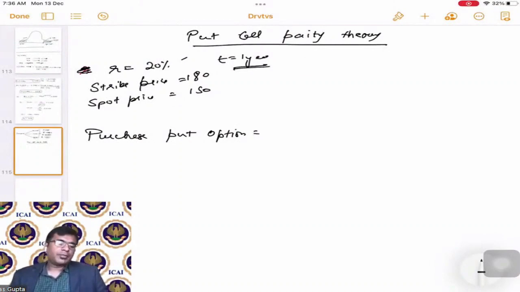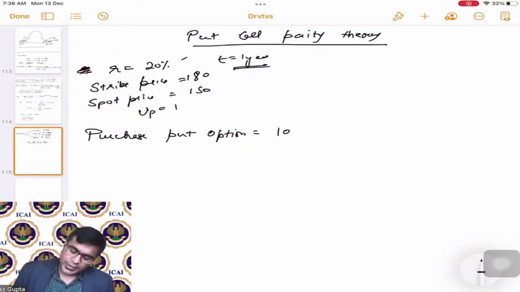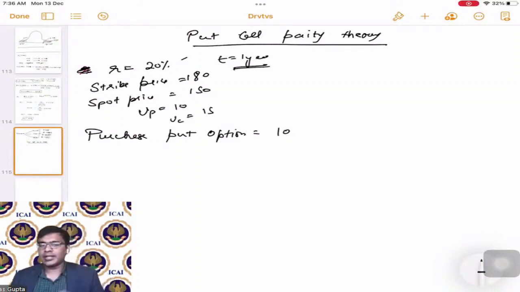So if you are going to purchase one put option, I am assuming that the put option premium is rupees 10. Okay. Value of put is equal to 10. Value of call, I am assuming it to be 15, just to differentiate. Okay. So now if the value of a put option is 10, that means the premium that any investor will have to pay for purchasing a put option is rupees 10.